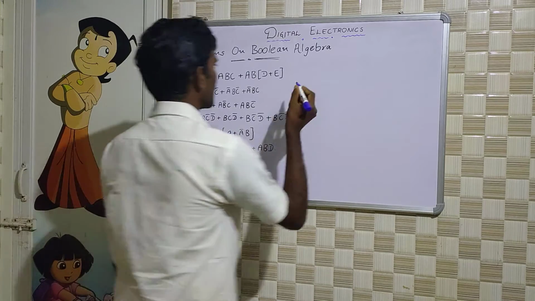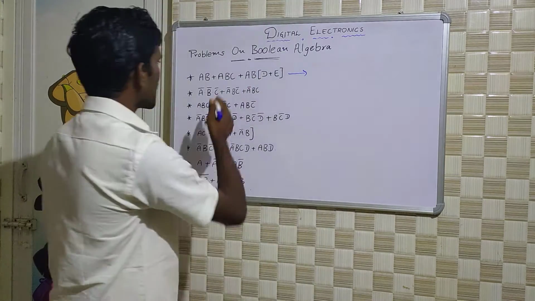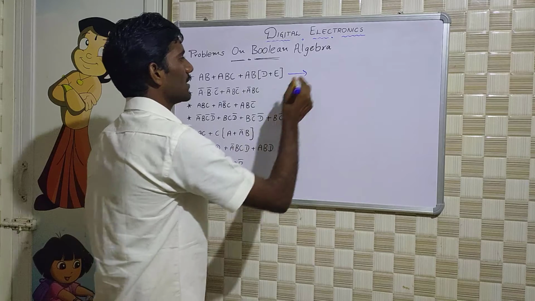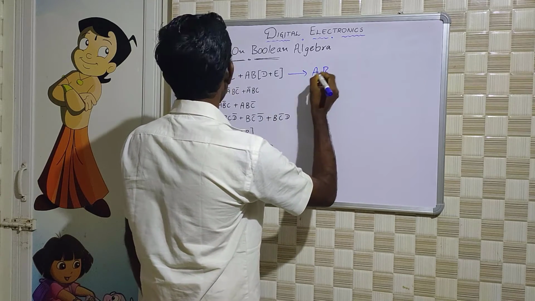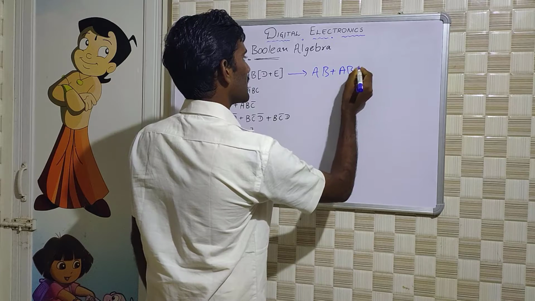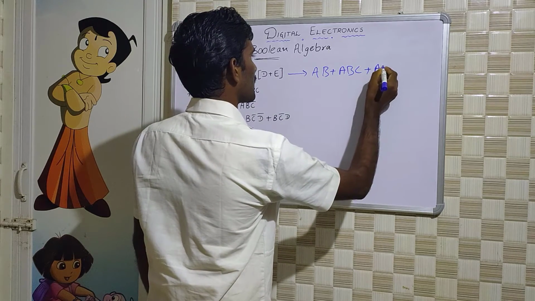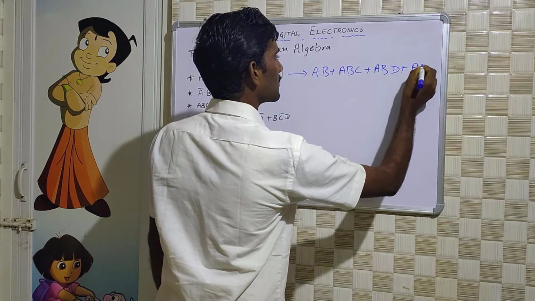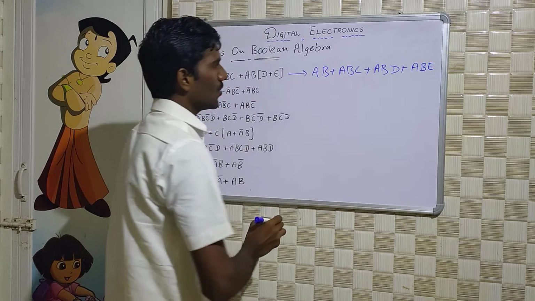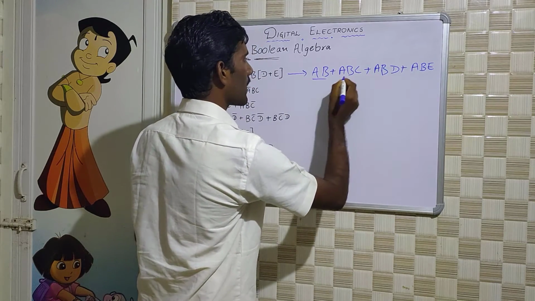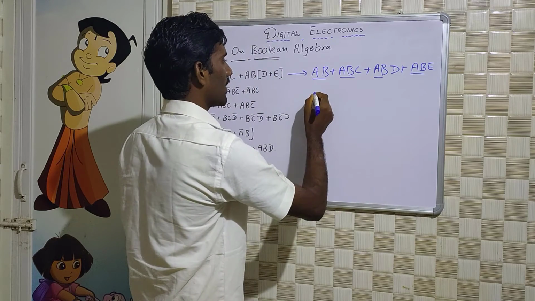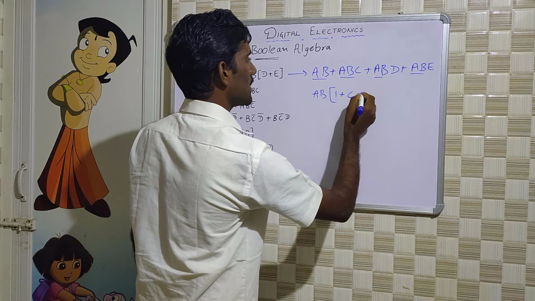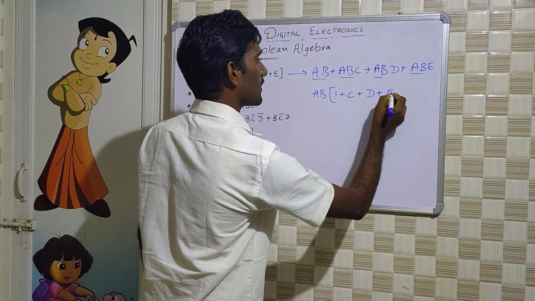The first one is AB plus ABC plus AB into (D plus E). We'll split it into AB plus ABC plus ABD plus ABE. In all the terms we have AB as common, so we'll take AB common. Now it is AB into (1 plus C plus D plus E).